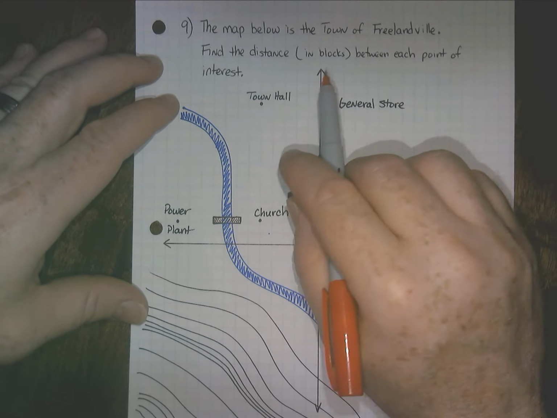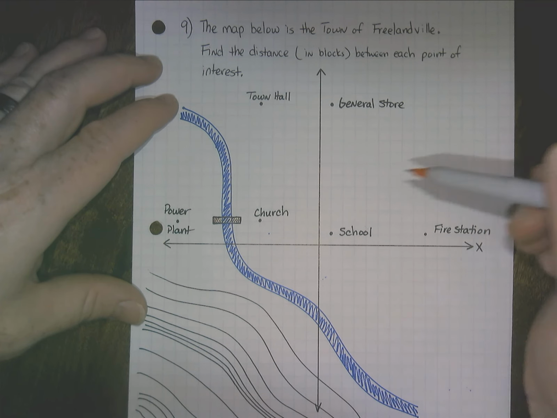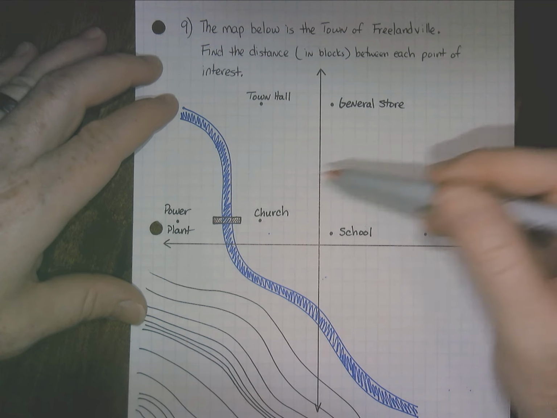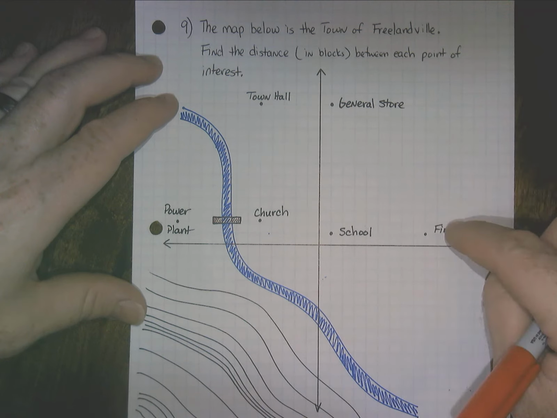It says find the distance in blocks between each point of interest. So you've got 1, 2, 3, 4, 5, 6. You got 6 different points of interest. Okay, and we're just going to do a straight distance. Okay, we're not going to be talking about you have to go from, let's say, the fire station to town hall. We're not going to do that.